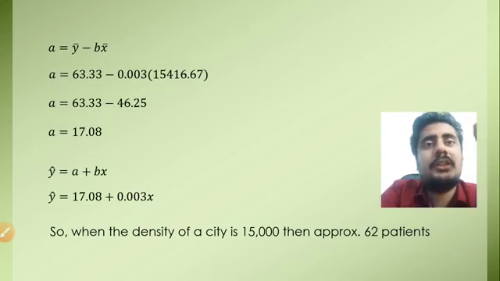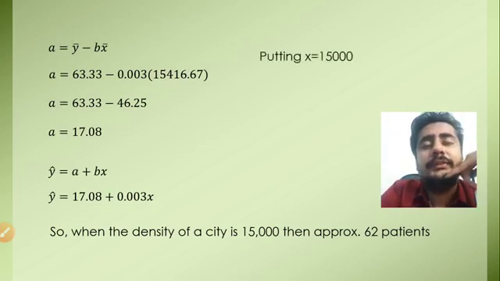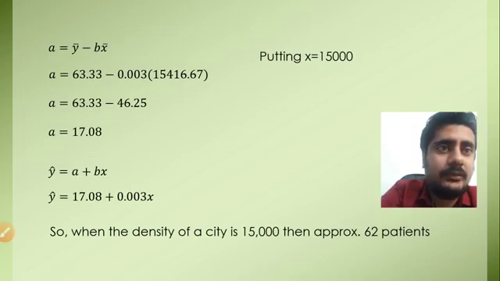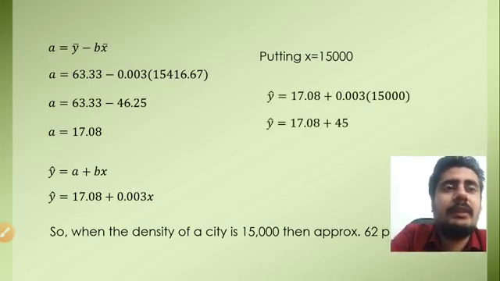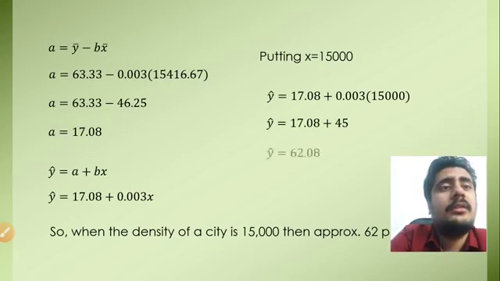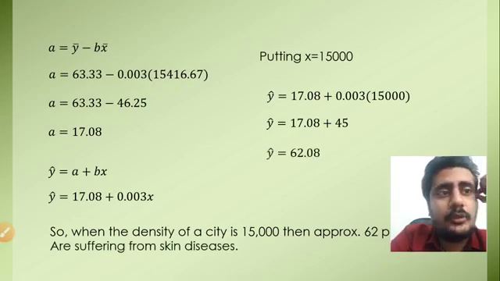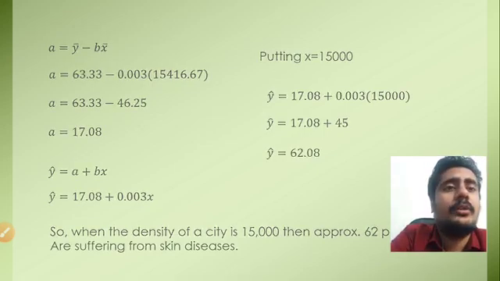So this is the first question solved. In the second question, you have to find y when x is 15,000. So you have to put 15,000 in the formula: 17.08 plus 0.003 into 15,000. If you multiply, you will get 45, and 17.08 plus 45 is 62.08.